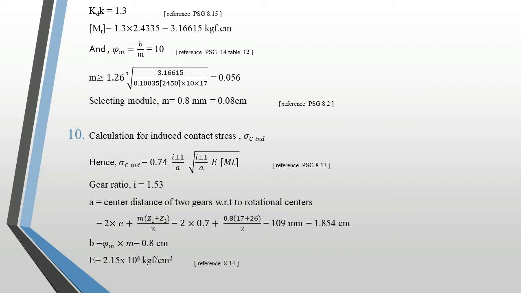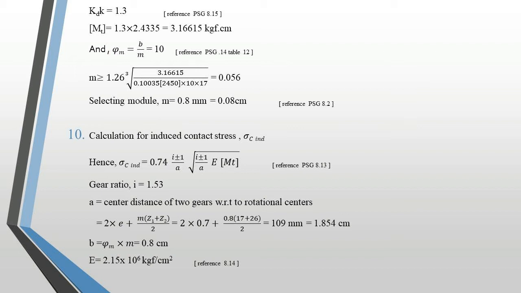Calculation for now induced contact stresses. The induced contact stress is equal to 0.74 (i ± 1)/a under root of (i ± 1)/a into E into Mt, which is from PSG 8.13, and the gear ratio is 1.53. So a is equal to the center distance of two gears with respect to rotational centers, that is equal to 2 into (0.7 plus m) into (z1 plus z2) upon 2.